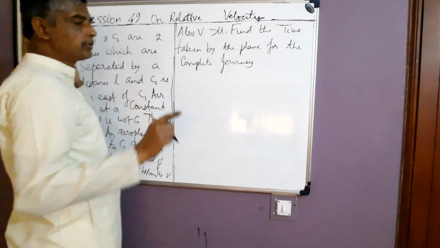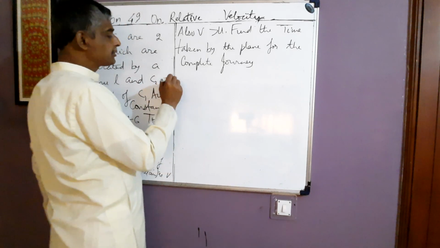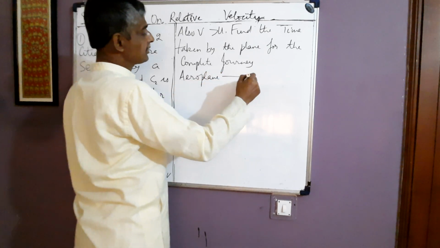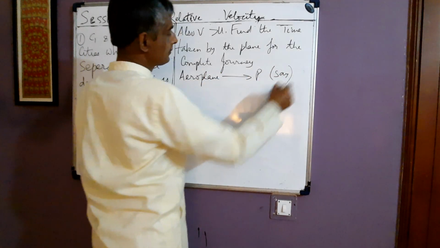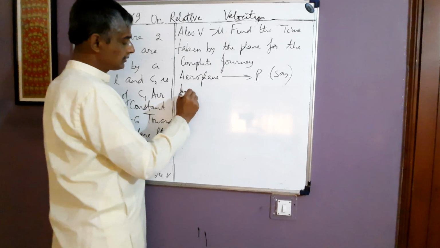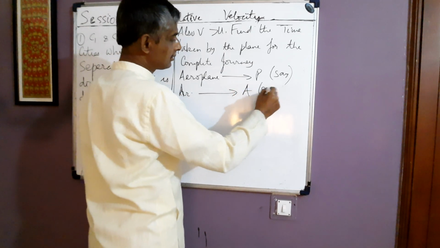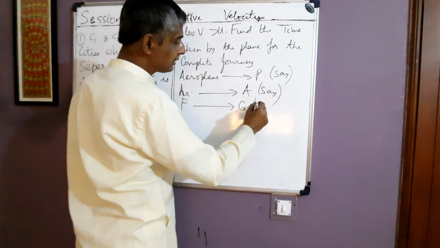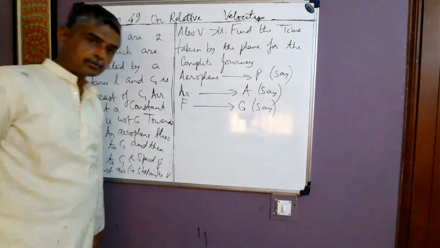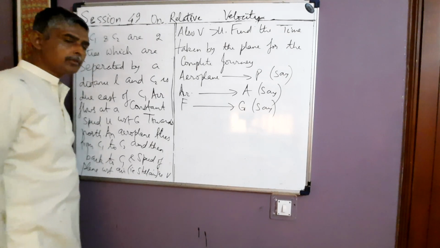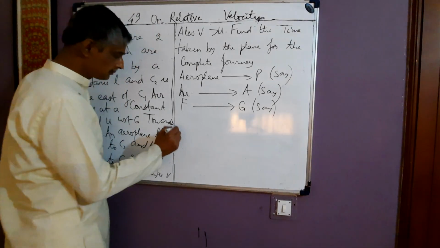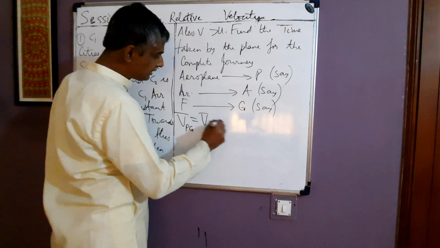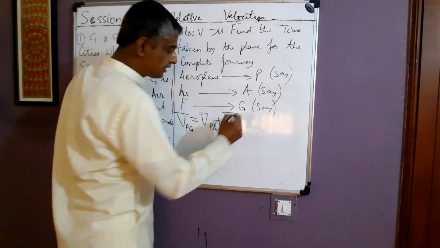So first of all, what we do, we identify the object. Object under consideration is aeroplane, denoted by P, say. Instead of M frame, we have air, which is denoted by A, say. Instead of F frame, we have ground, denoted by G, say. Okay. Now what do? We write down the vector equation for translating frames. VPG is equal to VPA plus VAG.